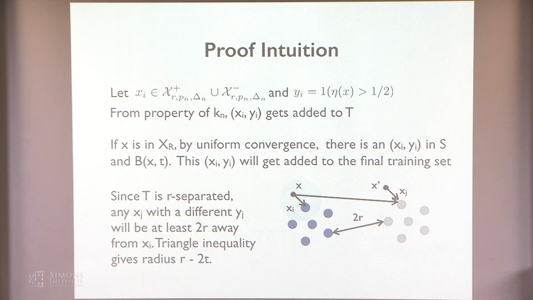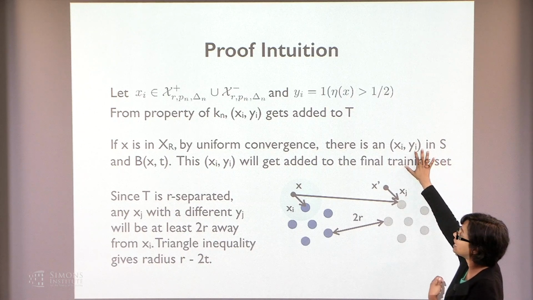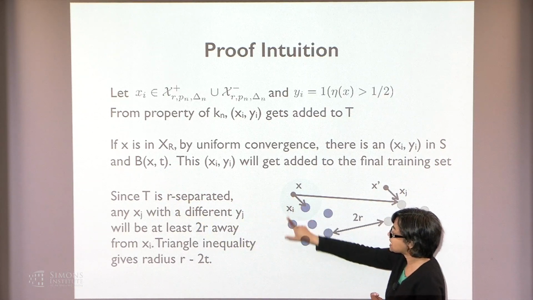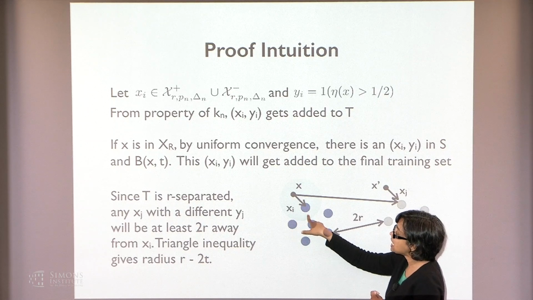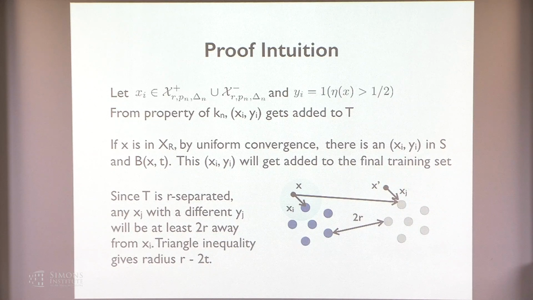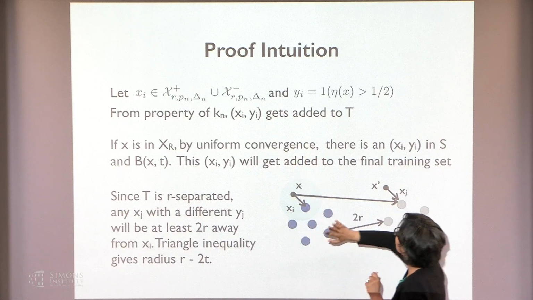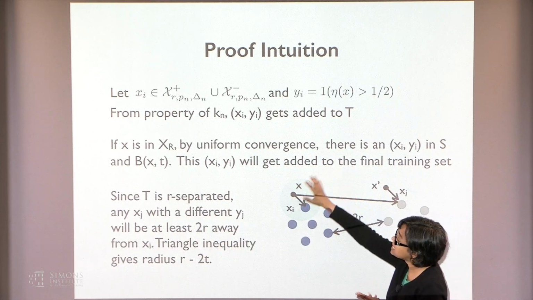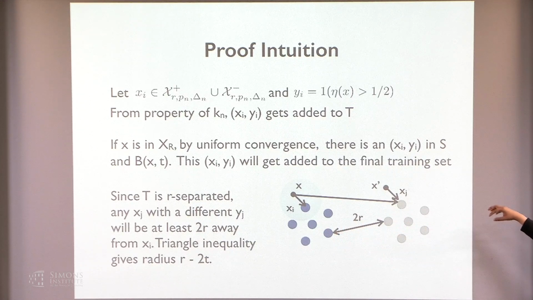On the other hand, if you have a particular test point in X_r, by uniform convergence, there will be some (x_i, y_i) in your training set close to x. Imagine this is your x; there is going to be some x_i in your training set that is also close to x. This comes from the fact that it's in the high density region. If it was not in the high density region, this training point may not be there and you may have made some mistakes. And then from what we talked about, this (x_i, y_i) will actually get added to the final training set. So if it gets added, then you are doing the right thing, and you are going to output the right label for x.